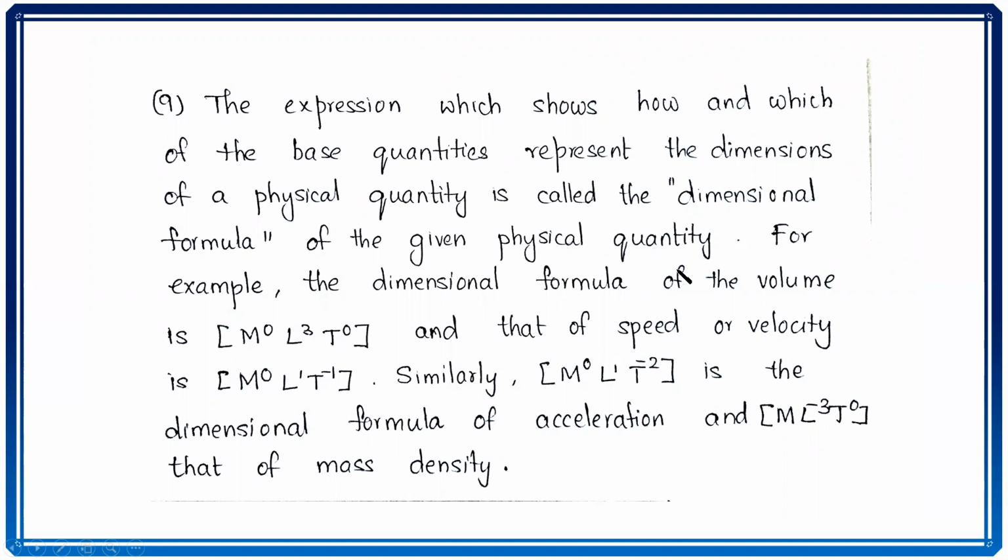So, for example, we have already seen for volume it is M to the power of 0, L to the power of 3, T to the power of 0. This is the dimensional formula. Keeping all three of them together in square brackets, that is called the dimensional formula. It's not a big thing, very simple: keeping M, L, T together in one single pair of square brackets is called a dimensional formula.